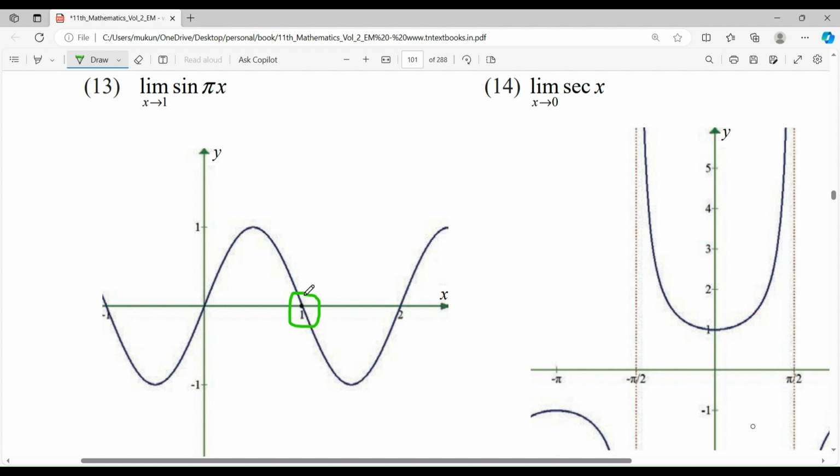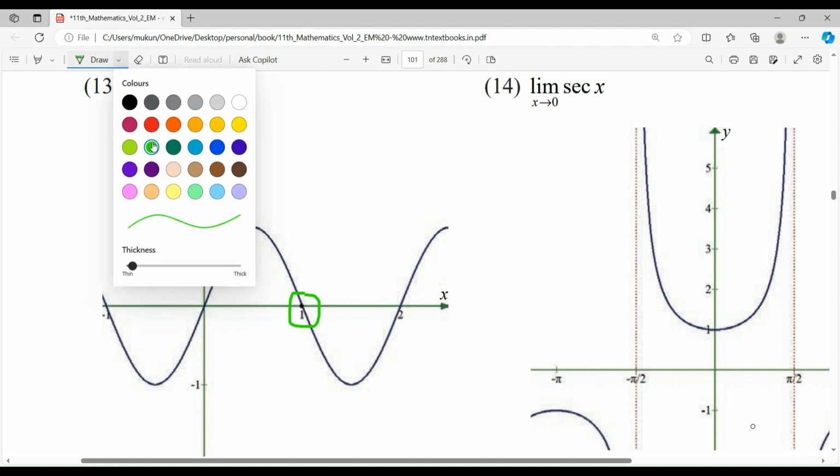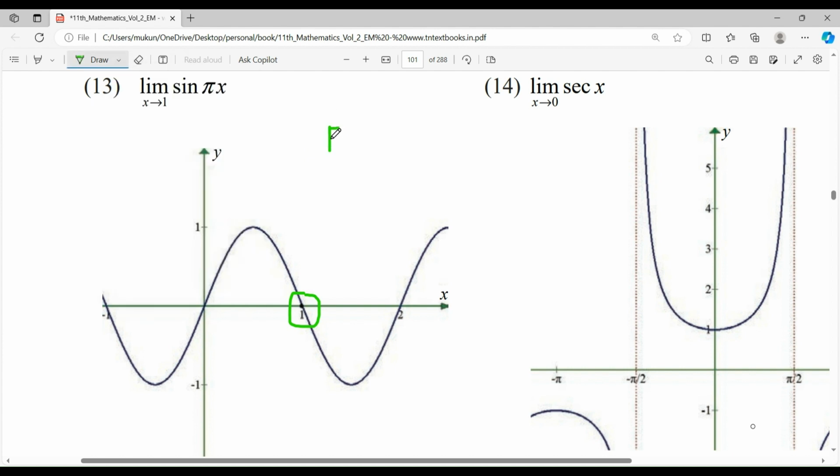So this graph, as you can see, for values very close to 1, you still see that the sine function remains the same, be it x tending to 1 plus h or x tending to 1 minus h, right? So the limit exists.